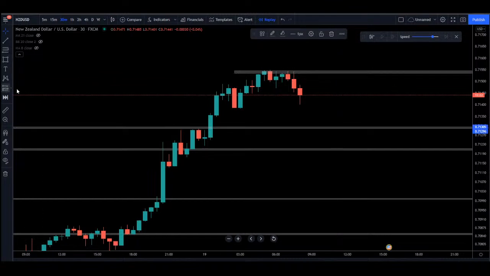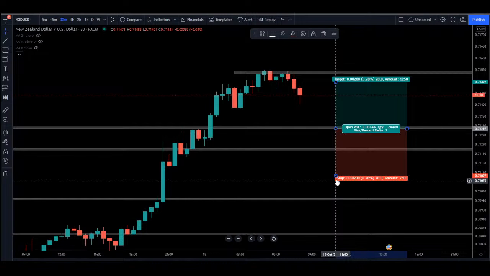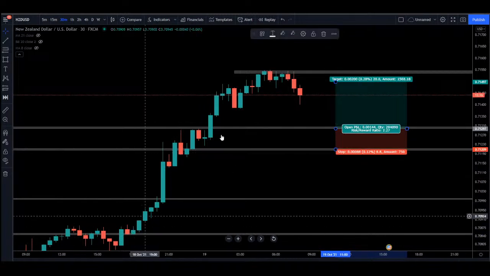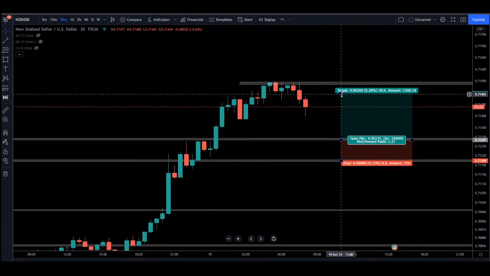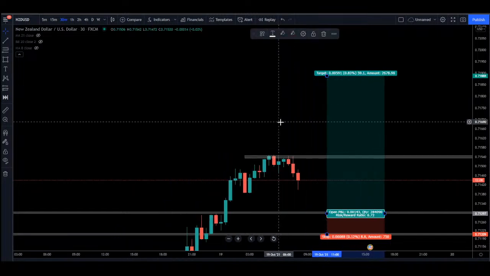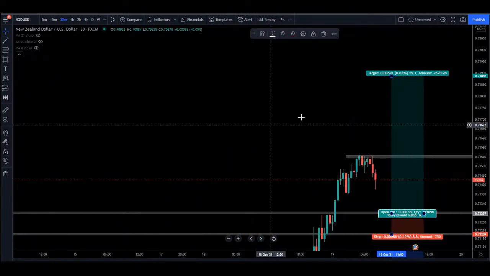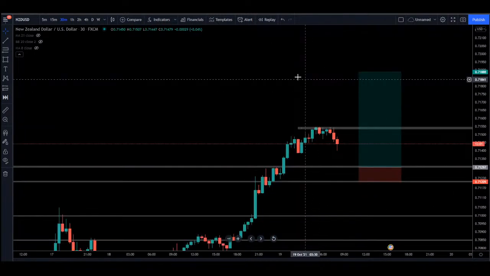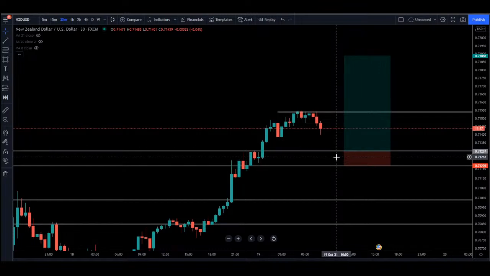Those buyers who were able to push the price to this high are the ones who can also push the price all the way up, again, till the next resistance. What's that resistance? We're going to take a look at that. But first of all, we are only looking for buys here.